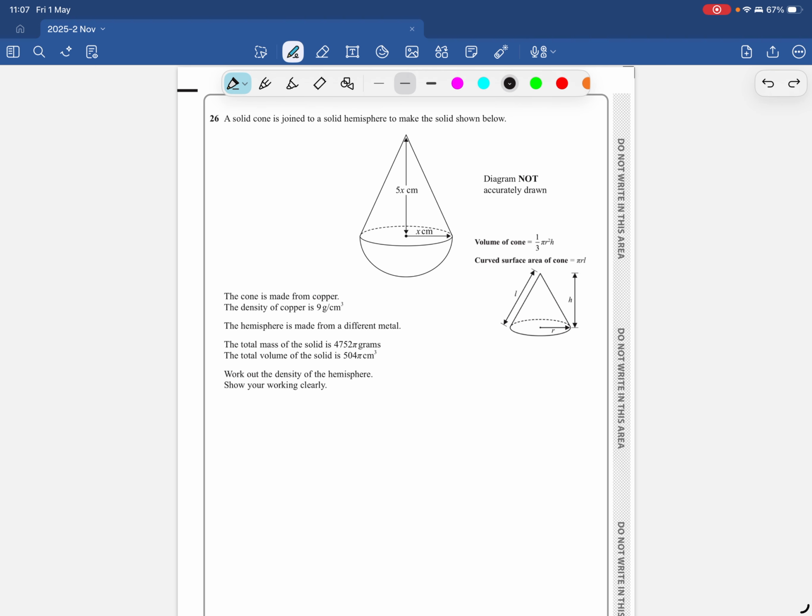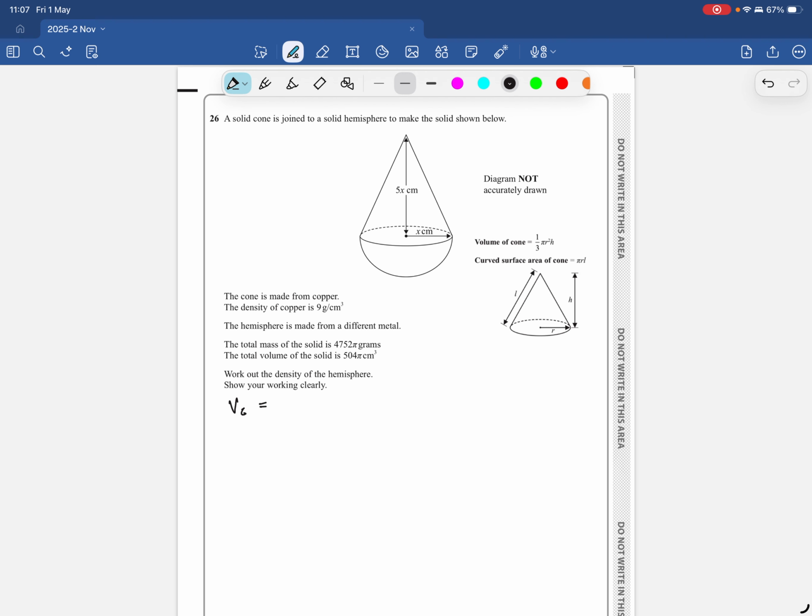Once we've got the actual mass of the cone, we can take it away from this value to get the actual mass of the hemisphere, and then we'll have the mass of the hemisphere and the volume of the hemisphere. And since density is mass per unit volume, we'll just express one over the other and simplify, and we'll have the density of the hemisphere. So that's the plan.